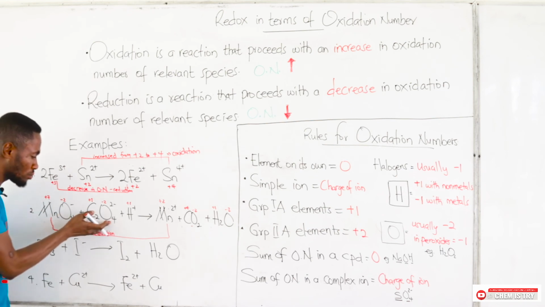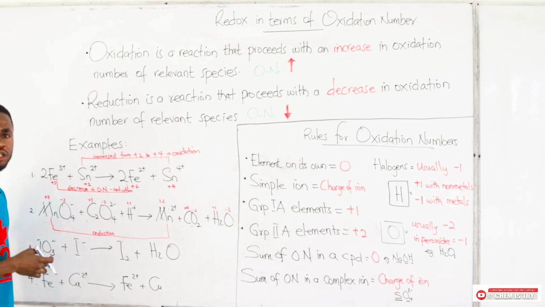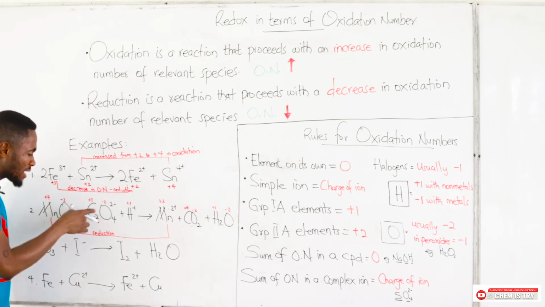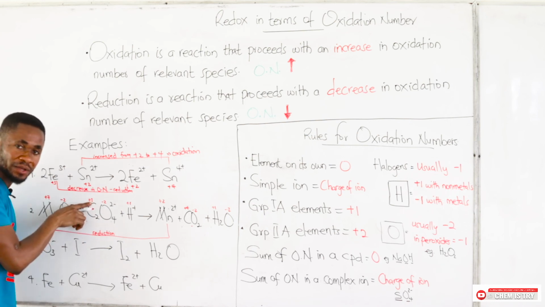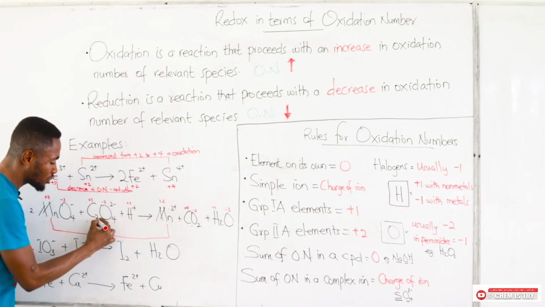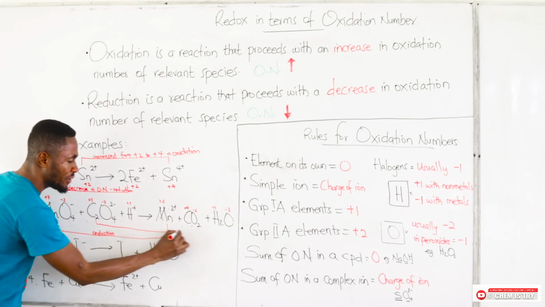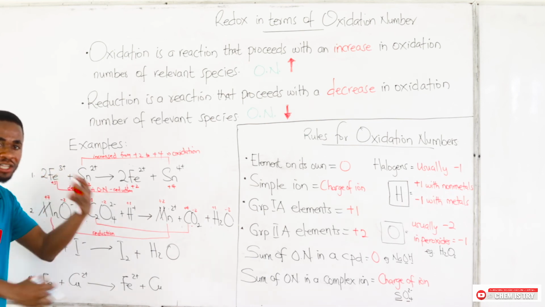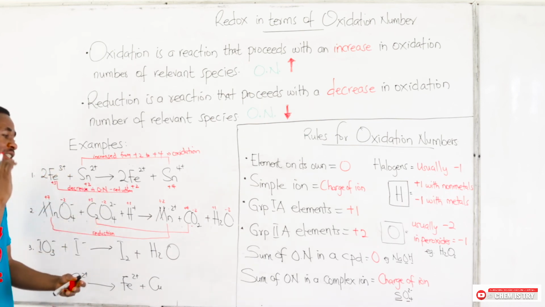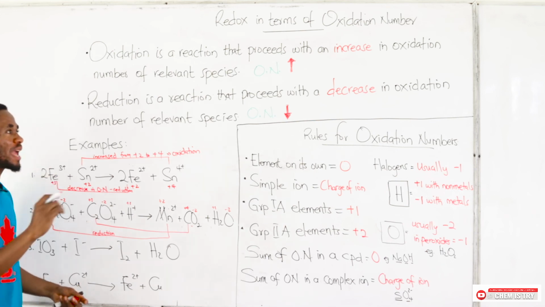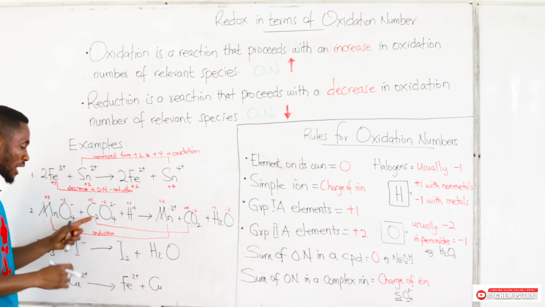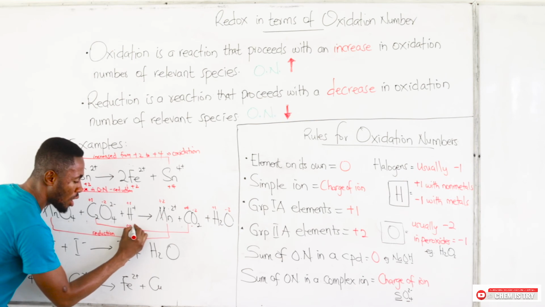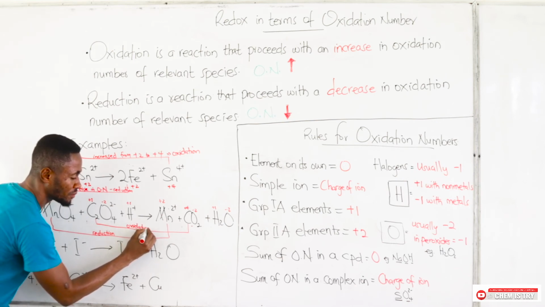Now let's look at this substance here, C2O4. Now over there, carbon has a charge of positive 3. But at the product side, its oxidation number increases to positive 4. So there's a change in its oxidation number from positive 3 to positive 4. And that is an increase. So carbon over here is undergoing oxidation.